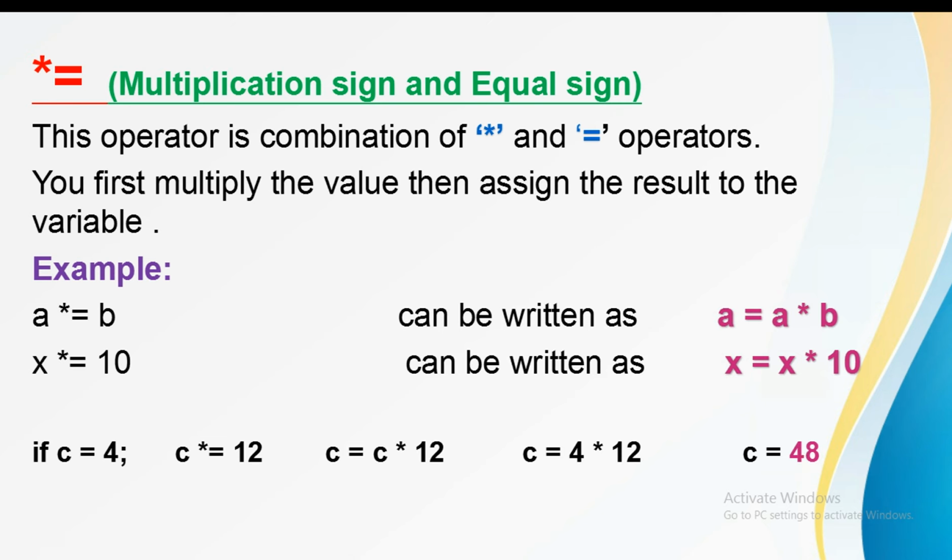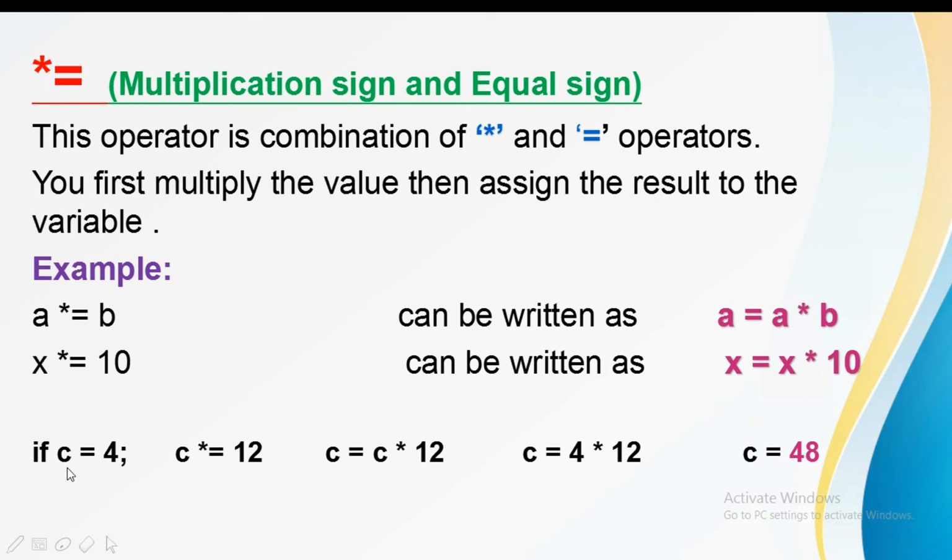The next one we have multiplication sign and equal sign. We have the combination of multiplication and equal operators. So here we first multiply the value, then we assign the results to the variable. Like here we have a times equals to b, can also be written as a is equals to a times b. You first multiply a times b, then we assign the total we get here to a. The same thing, we have x times equals to 10, states that x is equals to x times 10. So we first multiply x times 10, then we assign the total we are getting here to x.